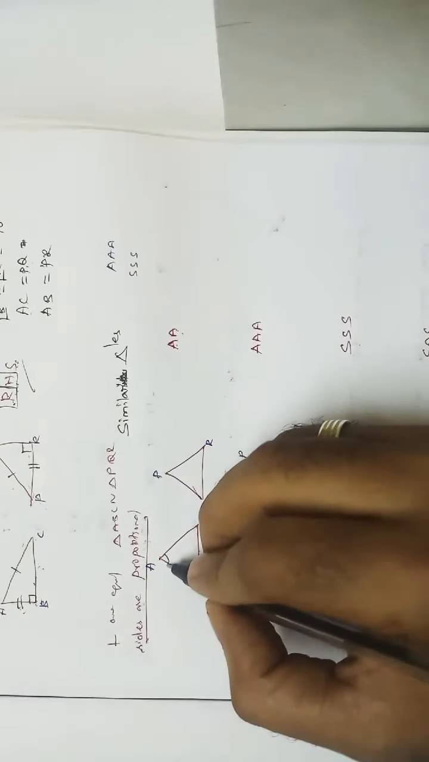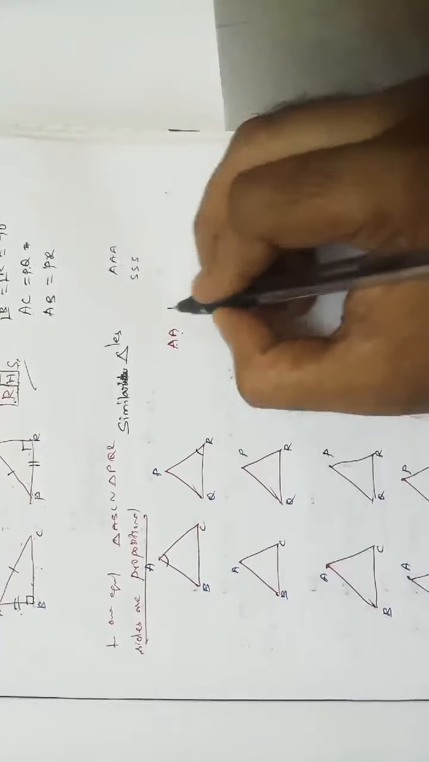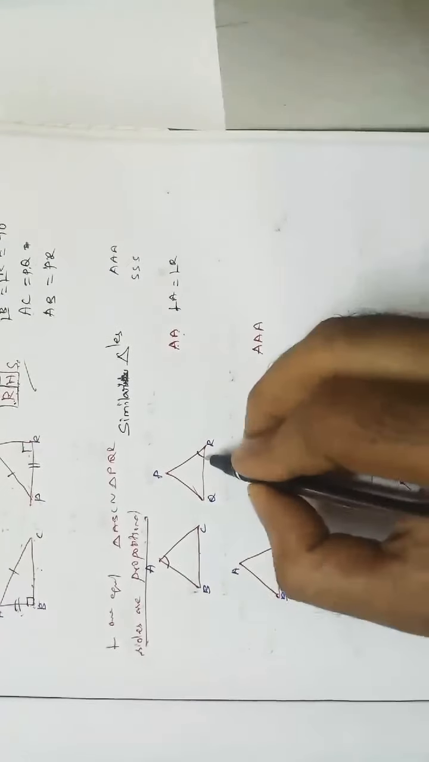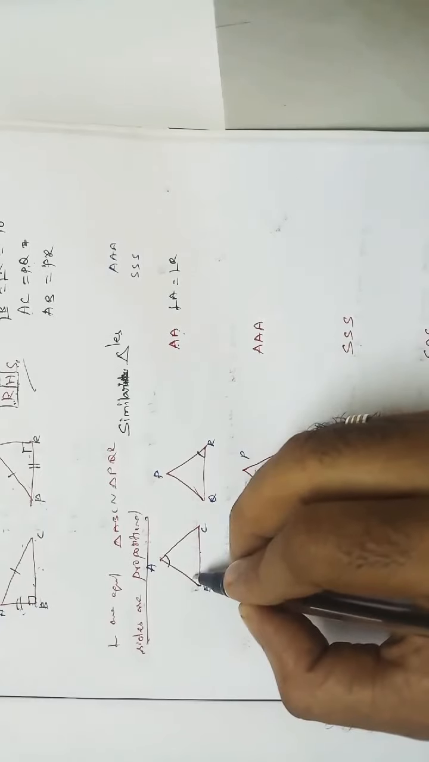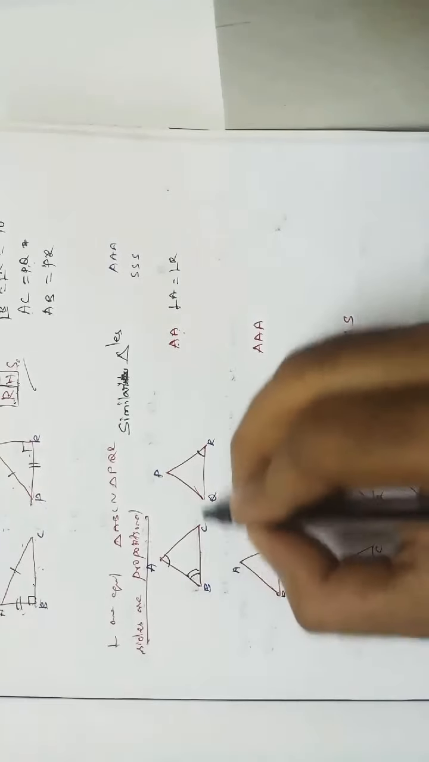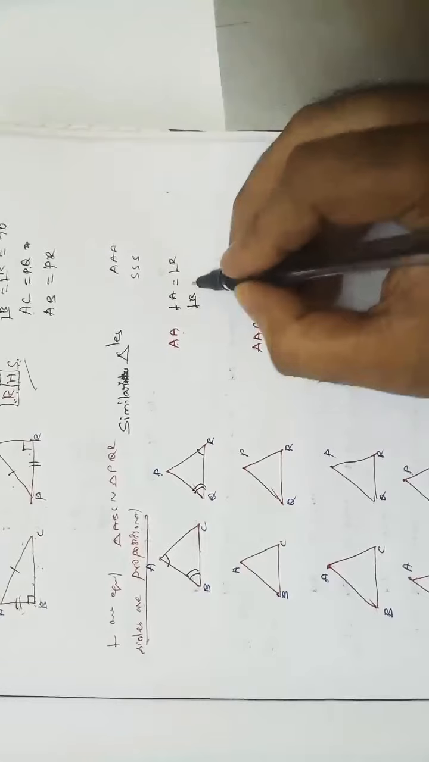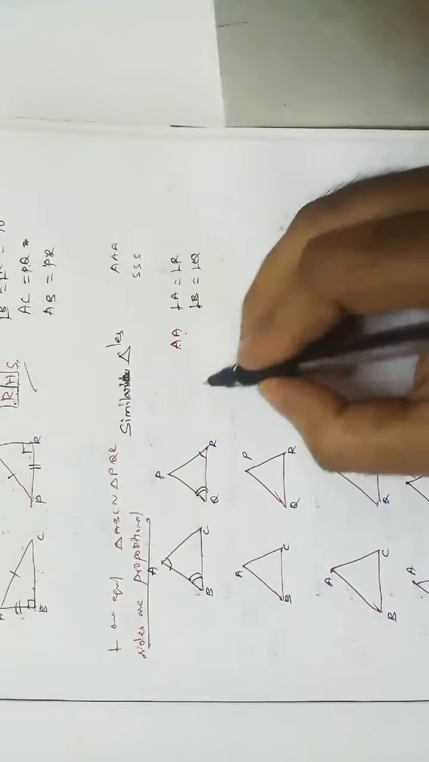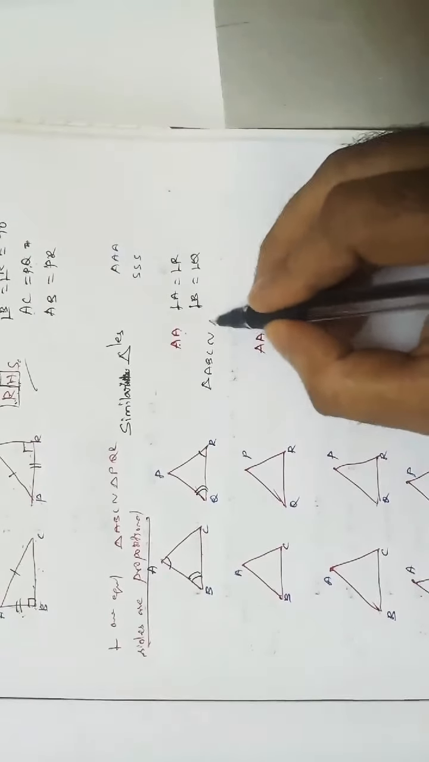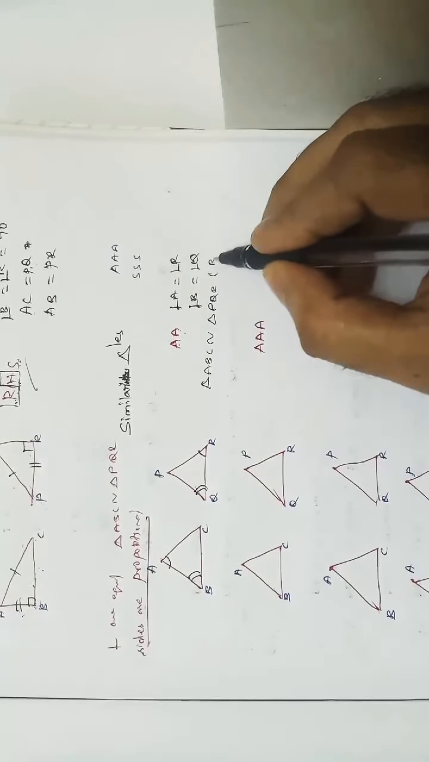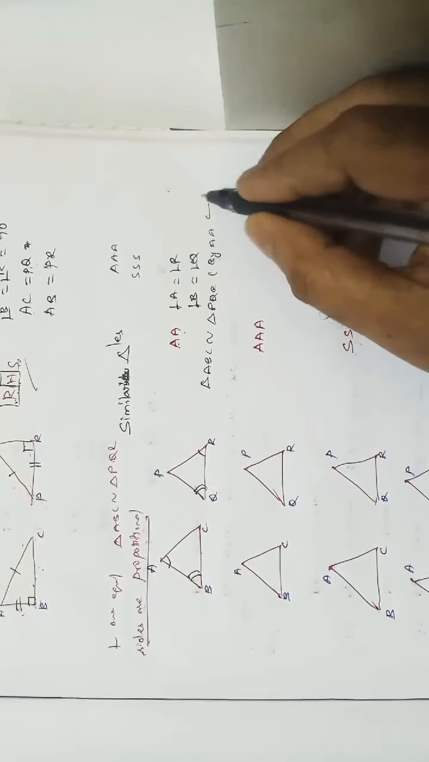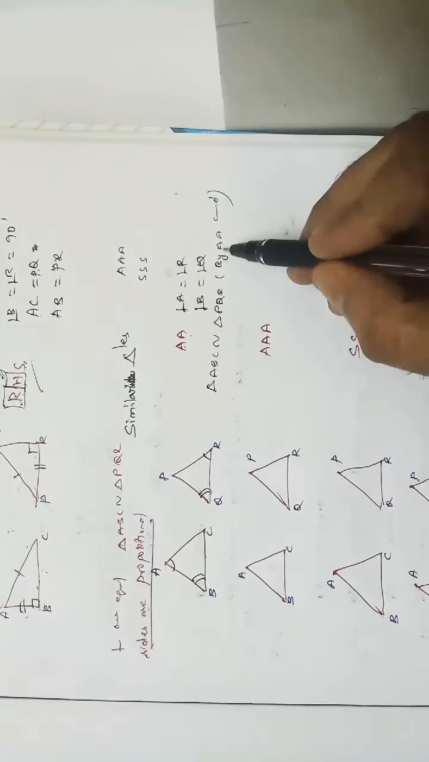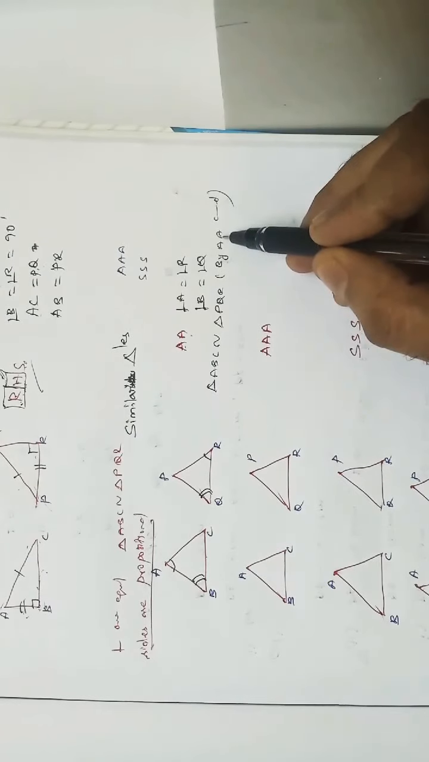I'm taking that angle A is equal to angle R, and angle B is equal to angle Q. Then we can say that these 2 triangles are similar. Triangle ABC is similar to triangle PQR by AA criteria. By AA criteria, these 2 triangles are similar. I have proved that these 2 triangles are similar by AA criteria. AA, that is the angle criteria.